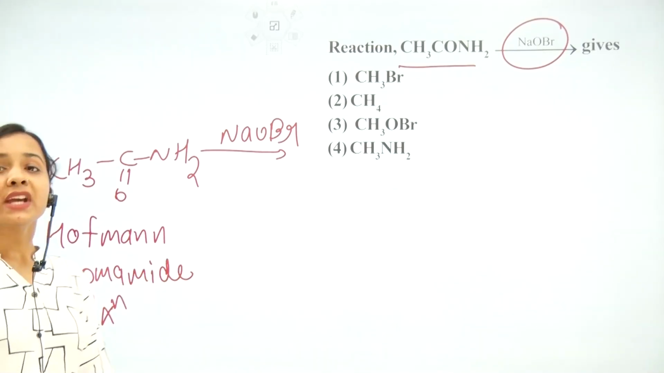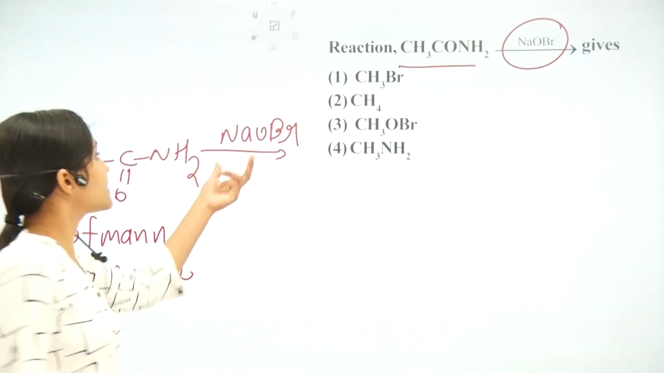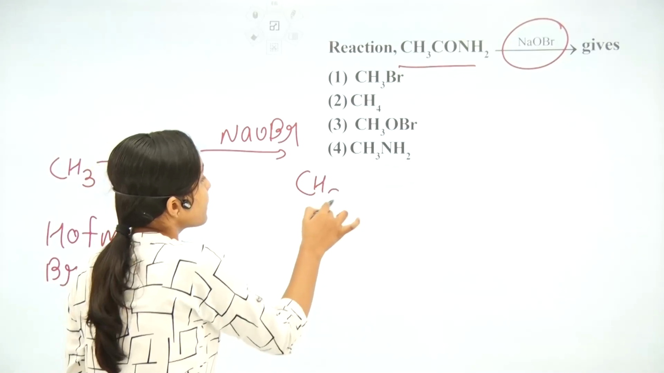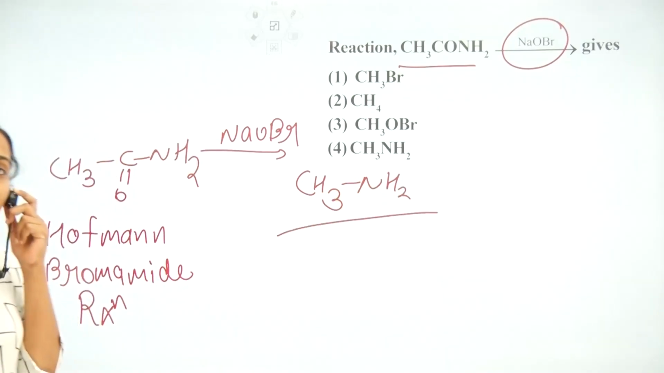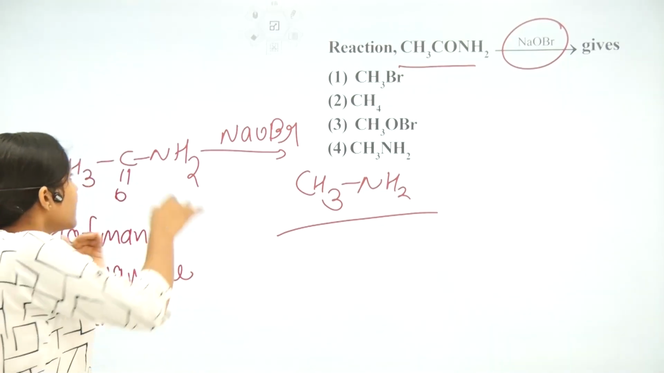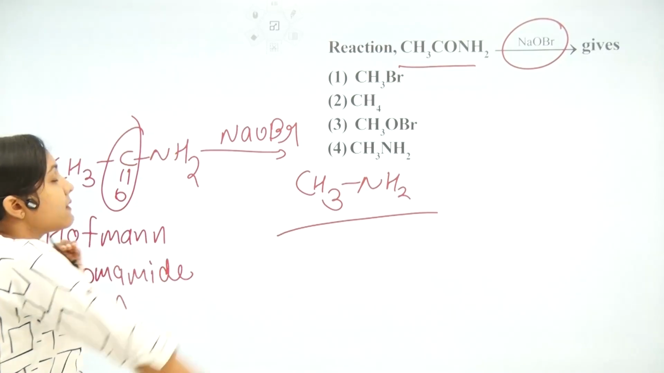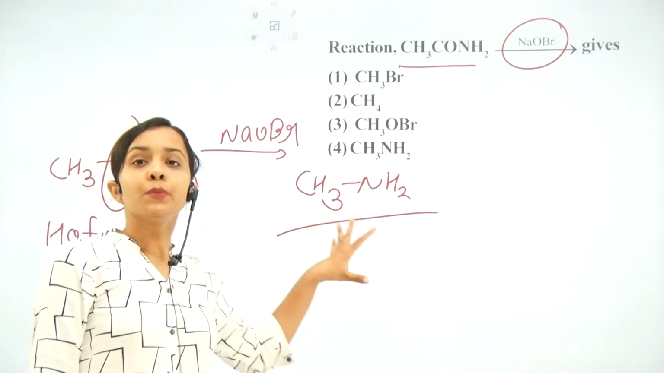Alright. So this reaction is a Hoffmann-Bromamide reaction. In this reaction, when amide will react with this reagent, then it will convert it into the primary amine, CH3NH2. So this is the final product of this reaction mixture, and in this amine, one carbon is less compared to the amide, right? So this is the final product of this reaction.